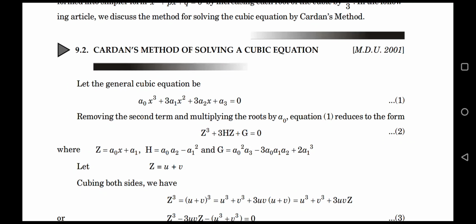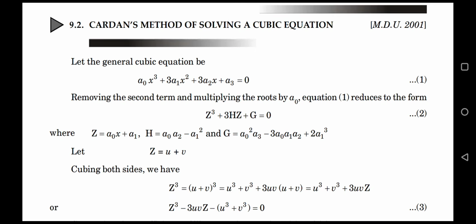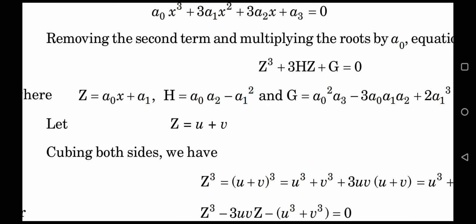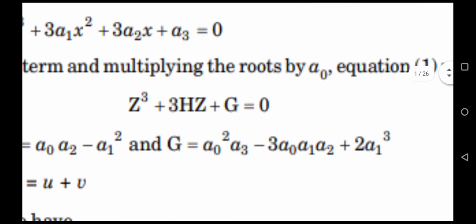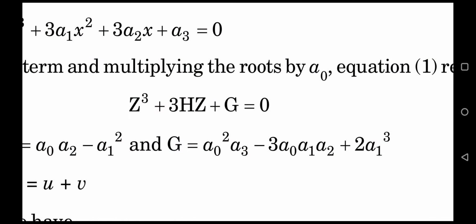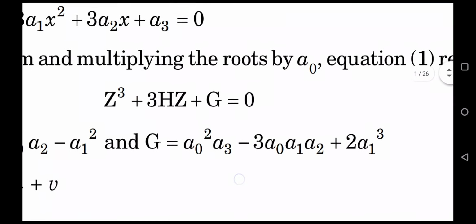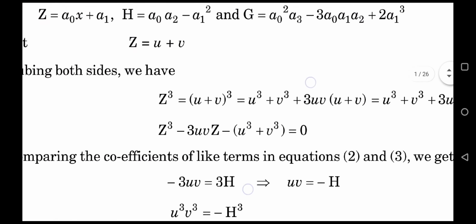as discussed earlier in chapter number 8, for removing the terms in general, we substitute z equal to a naught x plus a1, and we have the new equation z cube plus 3hz plus g equal to 0. Here we diminish the roots by h, where h equal to minus a1 upon a naught. After diminishing the roots by h, we have the transformed equation z cube plus 3hz plus g equal to 0.